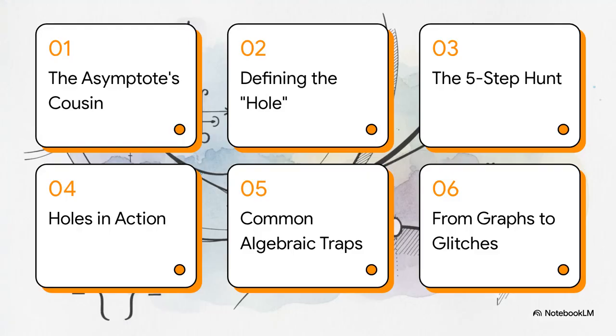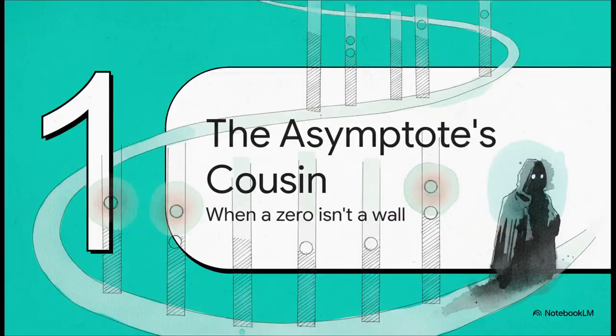So here's our plan of attack for cracking this case. First, we're going to meet the asymptote's sneaky cousin. Then, we'll actually define what a hole is. We'll go through a 5-step hunt to find them, and then we'll do some examples. After that, we'll look at the common traps people fall into, and finally, why any of this actually matters in the real world. Right, so a zero in the denominator almost always means a vertical asymptote. But, like we said, we're on the hunt for something a little different, a little quieter. The case where that zero does not create an infinite wall.